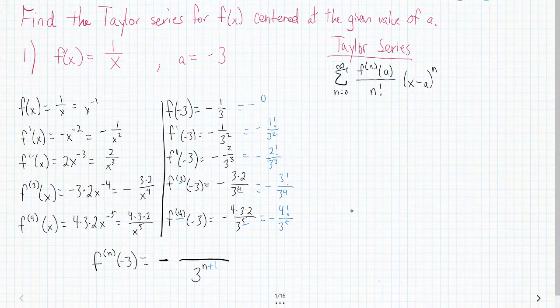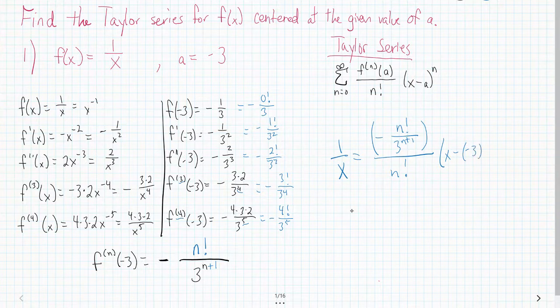Well, there's a little trick that we need to remember, that 0 factorial also equals 1. And so we could rewrite this. Notice for every single derivative, whatever that derivative is, you're taking the factorial involved with it. So this would be n factorial sitting up on top. So our formula for 1 over x, according to this Taylor series idea, for the nth derivative of a, is negative n factorial over 3 to the n plus 1, and then all of that is over n factorial times x minus a, where a is equal to negative 3, so x minus negative 3, and then that's raised to the nth power. Oh, and I need a summation out there, that's the important part.